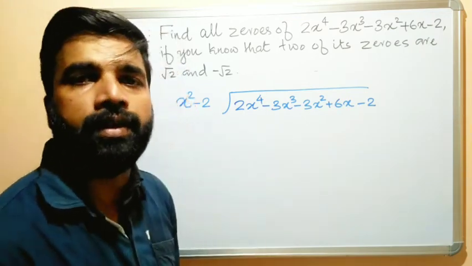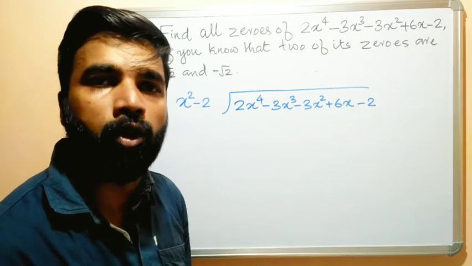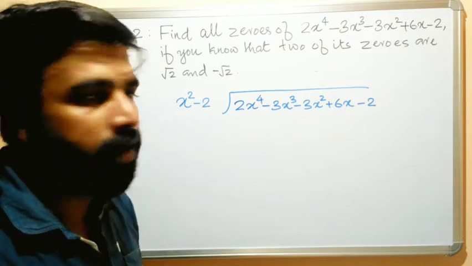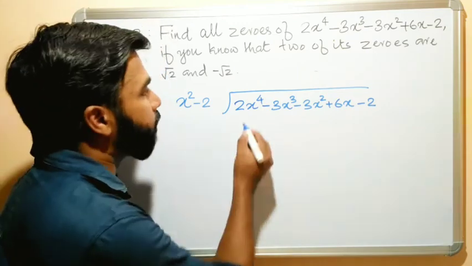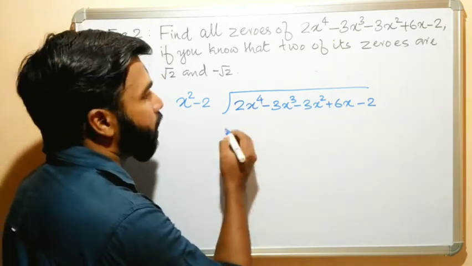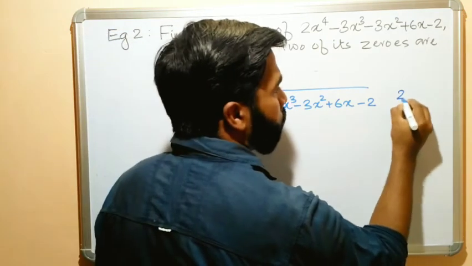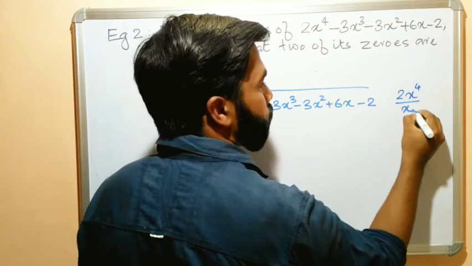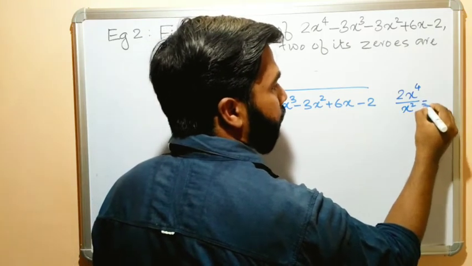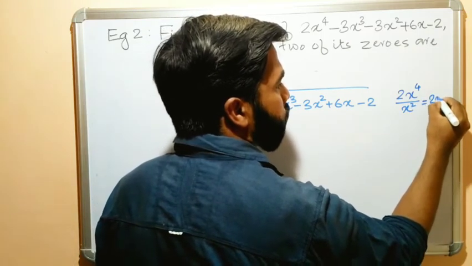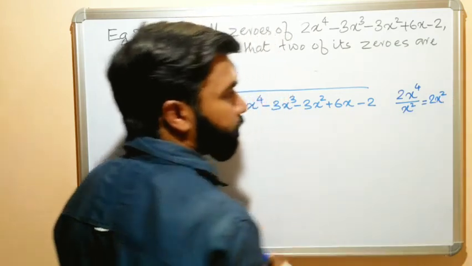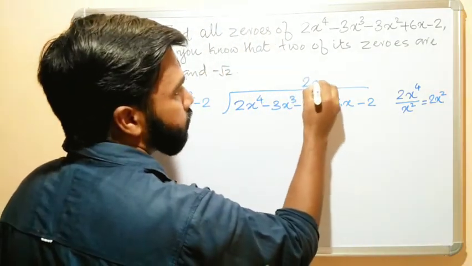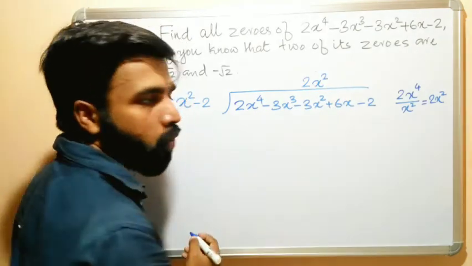Then, to find other zeros, we have to divide the polynomial by this x square minus 2. So, let us start division. To get the first term of the quotient, we have to divide 2x raised to 4 by x square. By cancelling, we will get the answer as 2x square. So, we can write it here, that is 2x square.